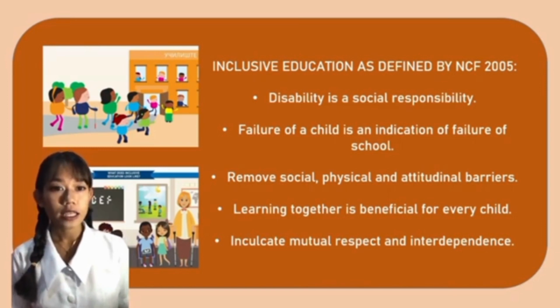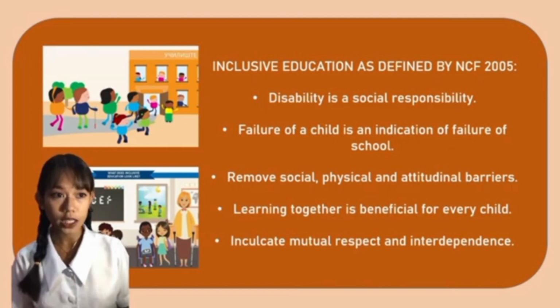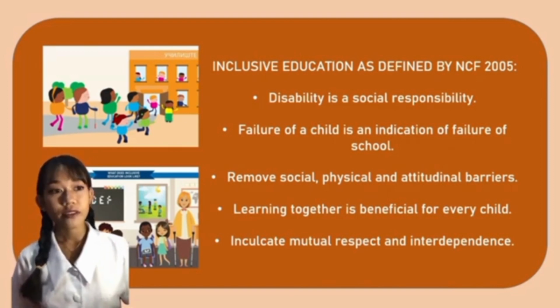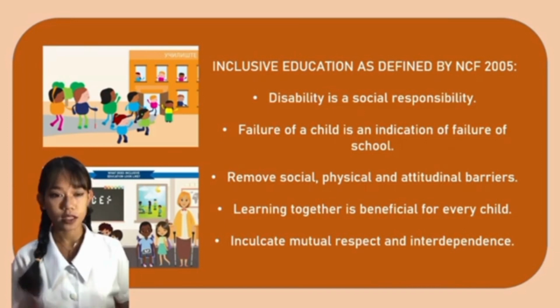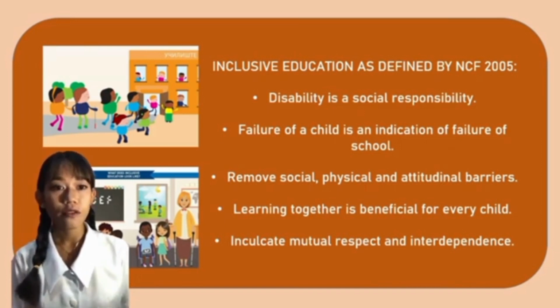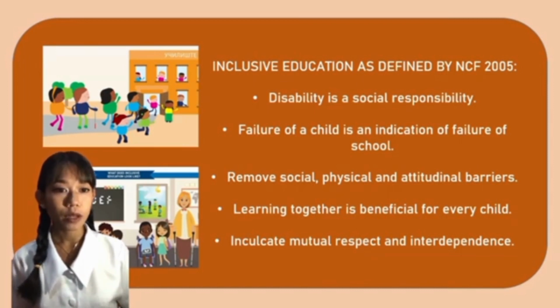Failure of a child is an indication of failure of the school. It is because schools are a great foundation for learning, so they have a vital role in the knowledge that they are teaching to the students. Remove social, physical, and attitudinal barriers. Learning together is beneficial for every child and inculcates mutual respect and interdependence.